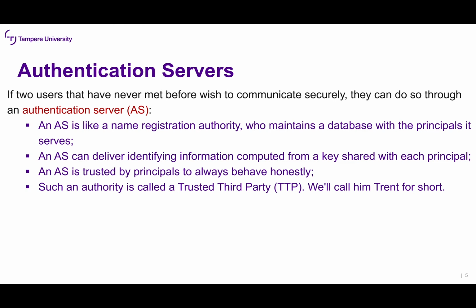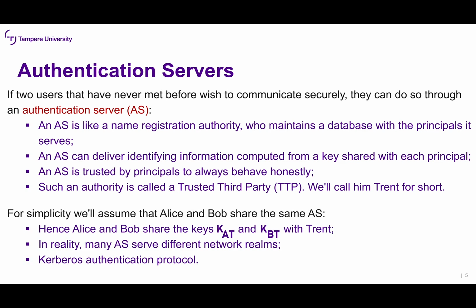So we have Alice, Bob, Eve, and Trent, the trusted guy. Now, for simplicity, we'll assume that Alice and Bob share the same authentication server. Hence, Alice and Bob share the keys KAT and KBT with Trent correspondingly. So Alice shares the key KAT with Trent, a symmetric key, and Bob shares the key KBT with Trent, which means that Trent knows both KAT and KBT. However, Alice doesn't have access to KBT, and Bob doesn't have access to KAT, right? So only Trent knows everything.